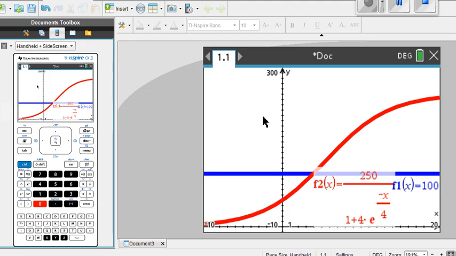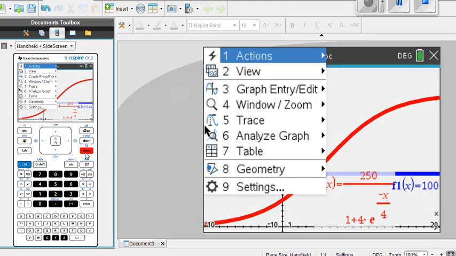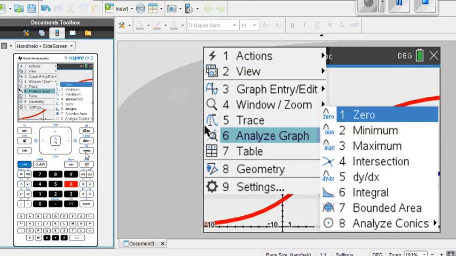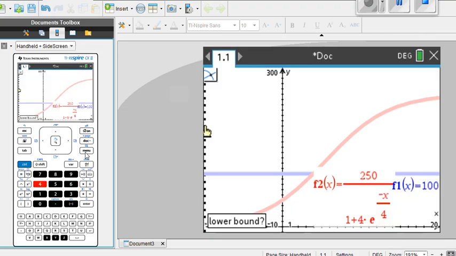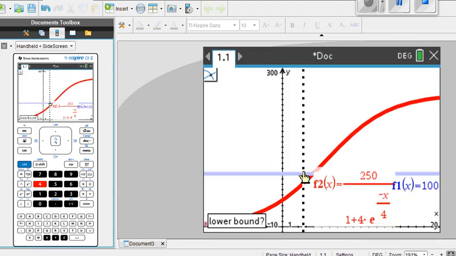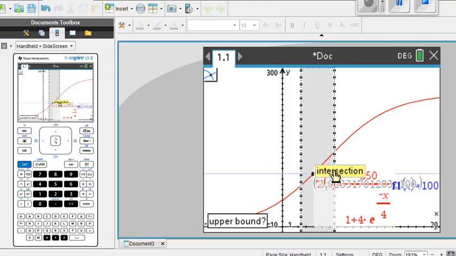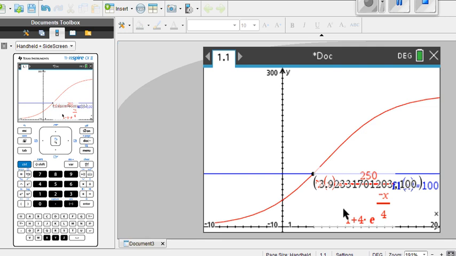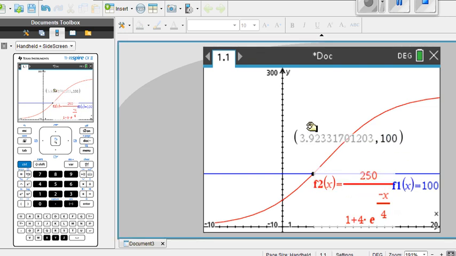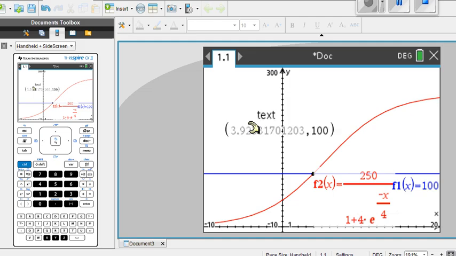Perfect. Since I want those two values, the red graph and the blue graph, to be equal, or I want to know where those two are equal, I'm going to go in and analyze the graph for the point of intersection. So choice 4. And it looks like those guys intersect at the point whose coordinates are 3.92, comma 100.